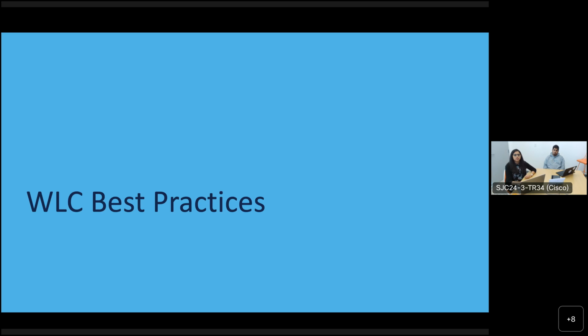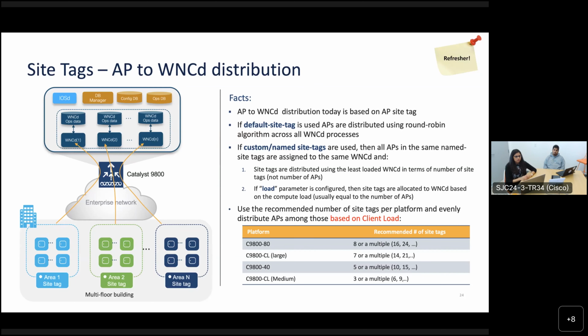All right, next. We'll talk about some of the WLC best practices that we have. This is a slight refresher, talking about the WNCDs, and of course all of you know what WNCDs are. This is talking about the AP distribution across WNCDs based on site tags. If you go the default site tag route, which is not recommended, the APs get distributed across all the WNCD processes. This is something we don't recommend.